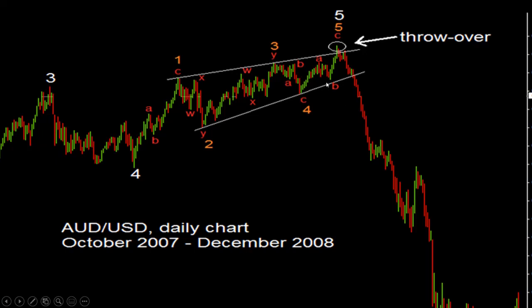One important characteristic of this ending diagonal is the concept of throwover, which means price starts to trade above this trend line and then immediately comes back. This confirms our theory that the price will soon move below this fourth point and there will be an immediate downtrend.